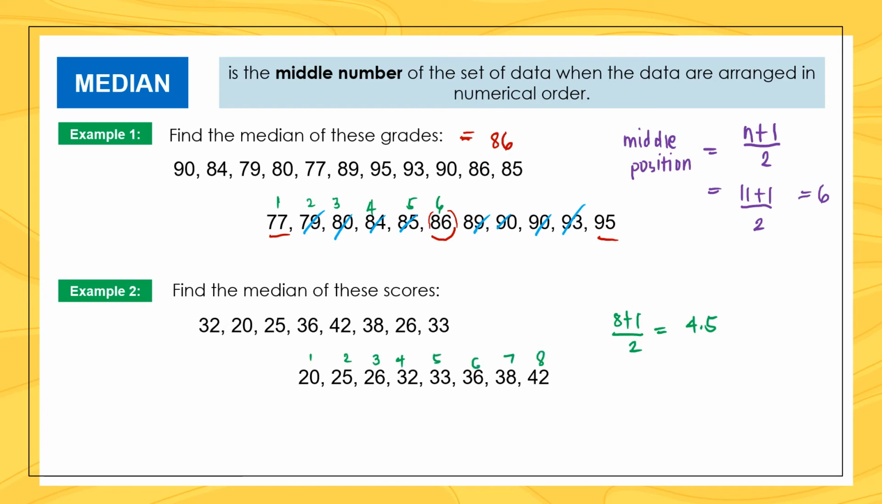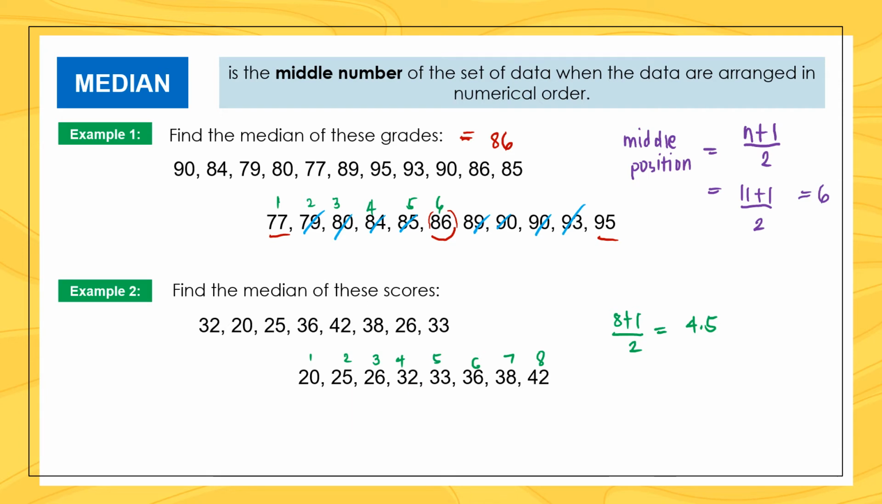So to find out the 4.5, or the data in the middle of 4 and 5, we will use the data on the fourth and fifth position. Okay, so we have here 32 and 33. And we will find out their mean, or their average. So we can also use our mean, right?